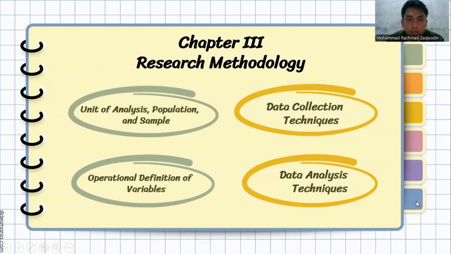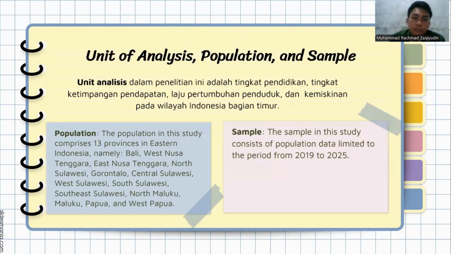And then we go on to chapter 3, research methodology. In this chapter, we have sub-sections like unit of analysis, population and sample, data collection techniques, operational definition of variables, and data analysis technique. Unit of analysis, population and sample. For the unit of analysis in this research, I choose Eastern Indonesian provinces. And the population in the study comprised 13 provinces in Eastern Indonesia.